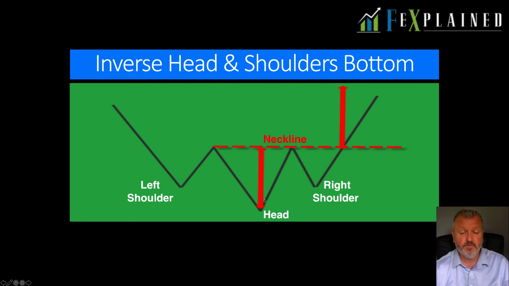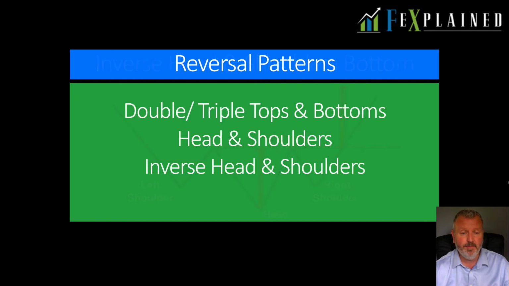The distance from the head to the neckline, drawn between the 2 points that make up the head, between the 2 shoulders, and then this distance here is our projected MPO target, minimum price objective here. And then when the market breaks the neckline, then the inverse head and shoulders bottom pattern is complete.